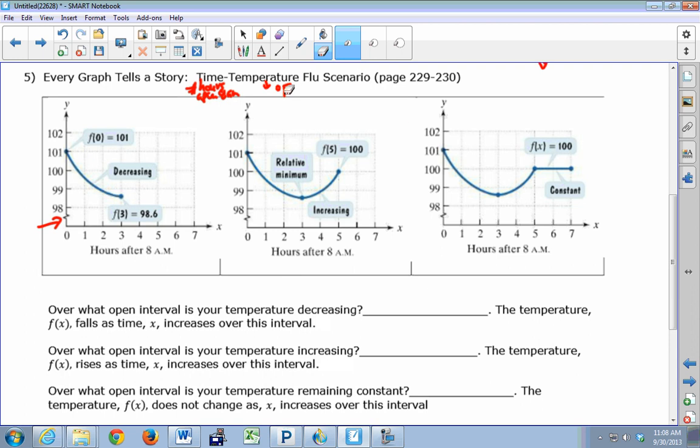Yep, degrees Fahrenheit right here. And when did we start this whole temperature taking business? Right, so when our input value is 0, which means 0 hours after 8 a.m., that means at 8 a.m., the person's temperature is 101 degrees Fahrenheit. And we notice here that this temperature is going down, down, down, down, down until we come to 3 hours after 8 a.m., which is 11 o'clock, we're at 98.6 degrees.